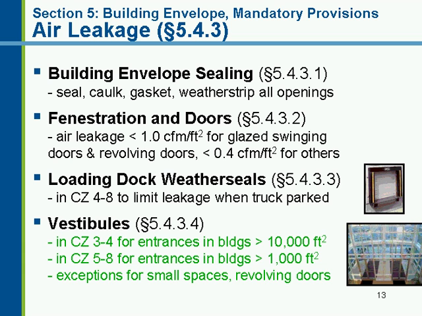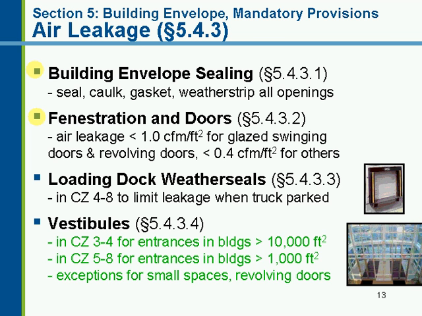Talking about air leakage, the first criteria is for building envelope sealing, and this requires that all openings be sealed, caulked, gasketed, or weather stripped. It's a pretty general requirement. The fenestration and door criteria in 5.4.3.2 is more specific, so it sets air leakage criteria. For most products, it's 0.4 CFM per square foot maximum. However, for glazed swinging doors and revolving doors, it's a higher value. It's 1.0 CFM per square foot. And the rating procedures are listed in Standard 90.1.